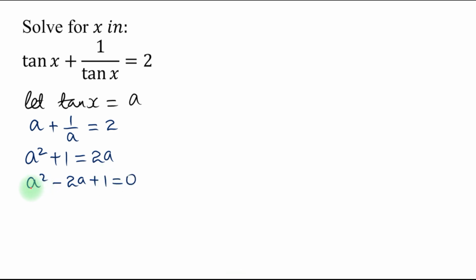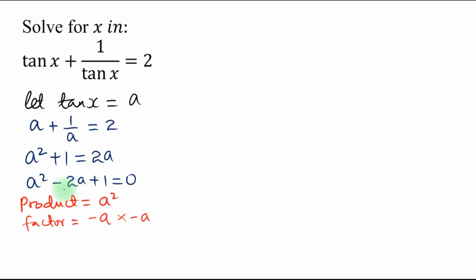Therefore, we have to use the factorization method to solve. So getting the product AC shall be a squared times 1, which is a squared. Then we get factors of a squared such that when we add we get minus 2a. And in this case we have minus a times minus a, which is a squared. When we add them we get minus 2a.